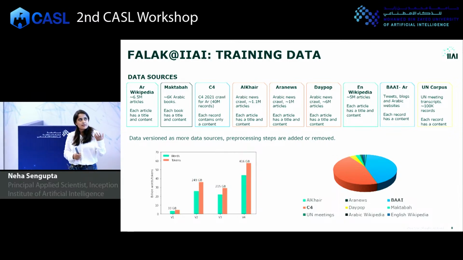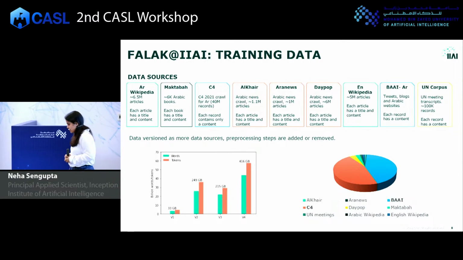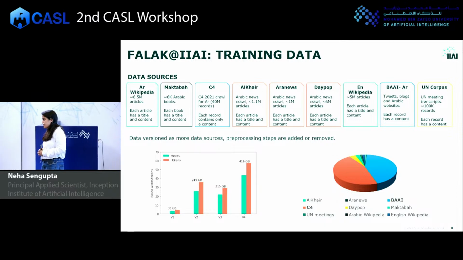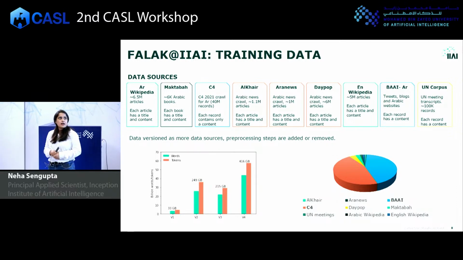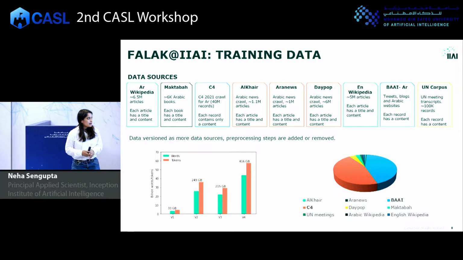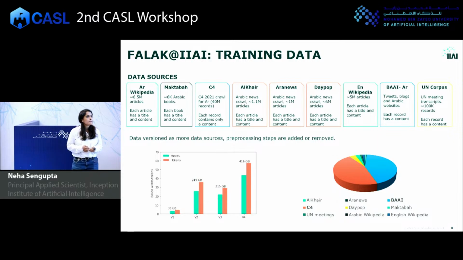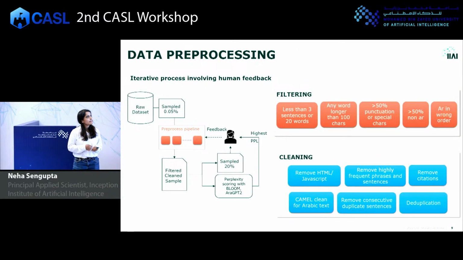And then we have a lot of data from the Beijing Academy of Artificial Intelligence, who have also collected a large amount of Arabic data. These are all tweets and blogs and data from Arabic websites. And then we have meeting transcripts in Arabic from UN meetings, right? So not very large, but very high quality content. We started off with 33 gigabytes of data only, up until now 416 gigabytes of data.